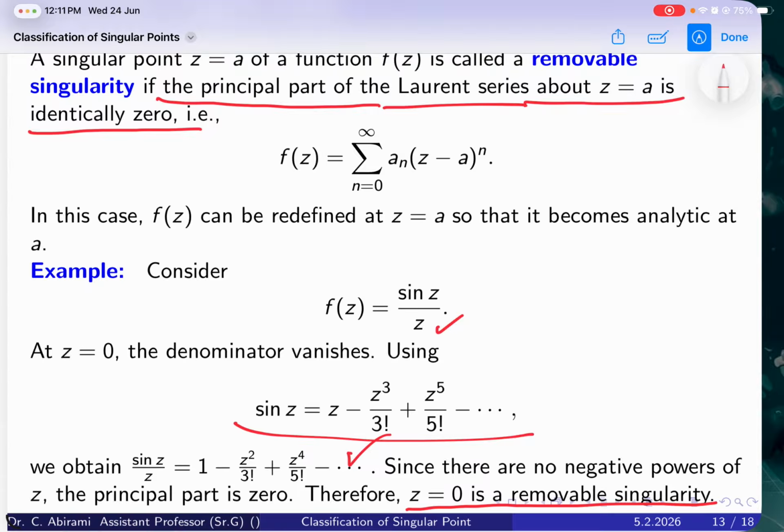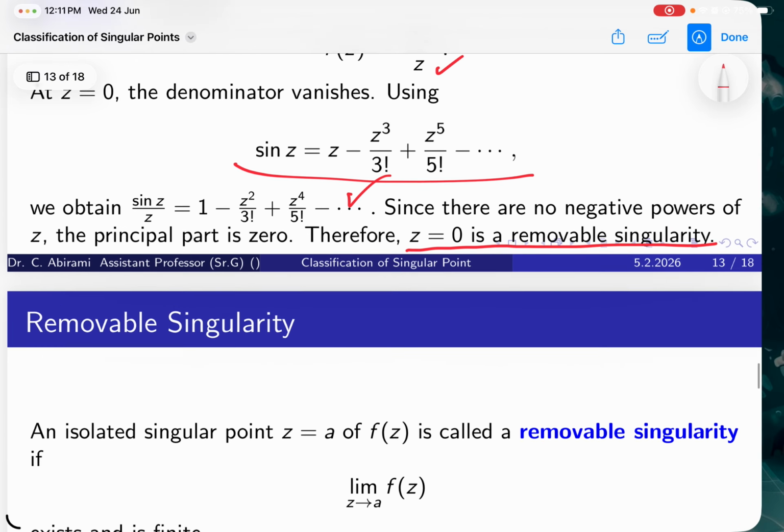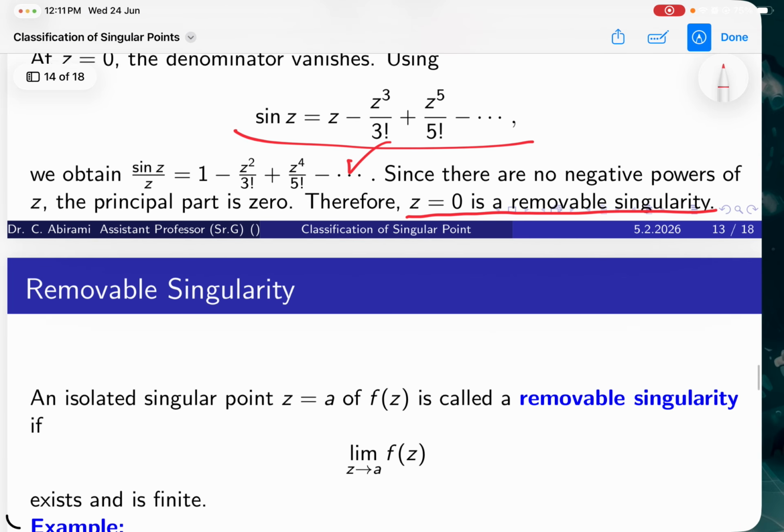If the Laurent series expansion does not contain any negative powers of z minus a, then the singular point we can call a removable singular point. We can define a removable singular point in another manner also by using the limit. An isolated singular point z is equal to a of f of z is called a removable singularity if limit z tends to a f of z exists and is finite. You can easily remember this concept.